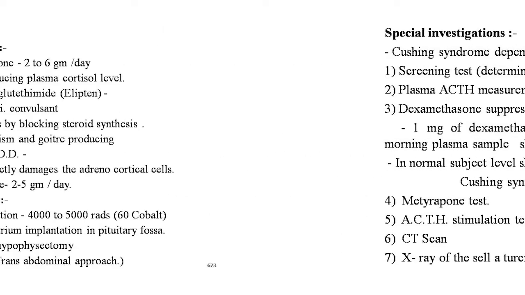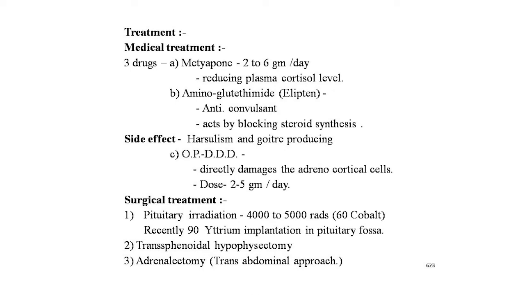the adrenal gland. Treatment, medical treatment: there are 3 drugs, metyrapone, aminoglutethimide, and o,p'-DDD. Metyrapone, 2 to 6 grams per day, reduces plasma cortisol level. Aminoglutethimide, an anticonvulsant, acts by blocking steroid synthesis. Side effects are hirsutism and goiter production. Third is o,p'-DDD, which directly damages the adrenocortical cells, and the dose is 2 to 5 grams per day.